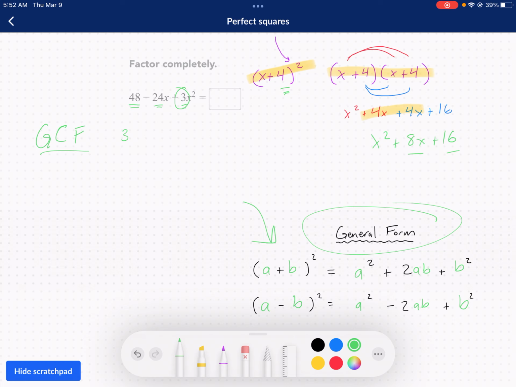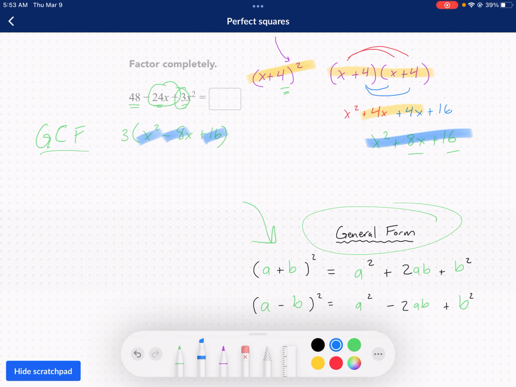Now I'm actually going to do some rearranging too. I'm going to factor out the 3, and I'm going to rearrange it so the squared term is first. The x term is next, so let's see. 24 divided by 3 is going to give us 8x, and then 48 divided by 3 is 16. That's plus 16. Okay, check this out. This was kind of unintentional, but we have something that's very similar to what we had over here. The only difference is a minus.